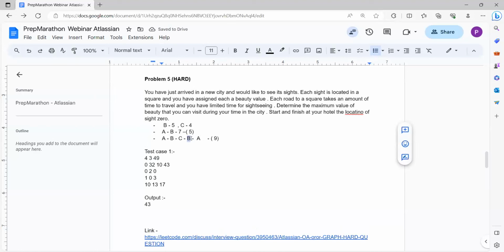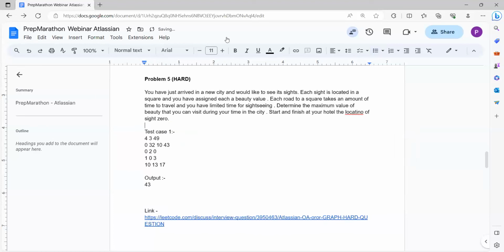While coming back, or when you visit some place multiple times, the beauty will not be given to you multiple times. You will get beauty for the very first time only. So in this case, the beauty will not increment. You go from A to B, from B you go to C, so your beauty becomes 9. But when you come from C to B, there is no increment in beauty. Time is incrementing, beauty will not increment. You will get the beauty points only for the first time. So take care of this.